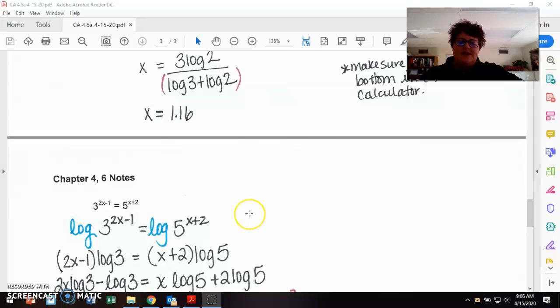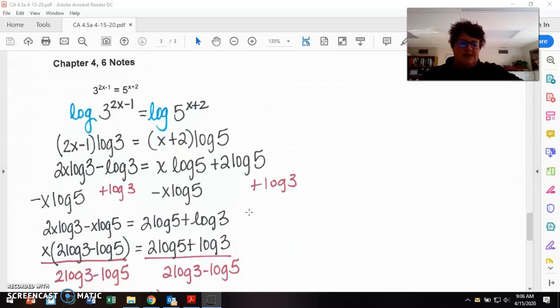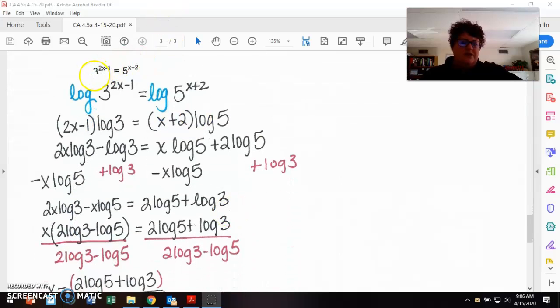Okay, so this one is the same idea. First of all, I want to take the log of both sides. Then I want to bring my powers down, and this time I have to bring powers down on both sides. And then I want to distribute, so 2x log 3 minus log 3 is equal to x log 5 plus 2 log 5. So again, I'm just distributing the log.